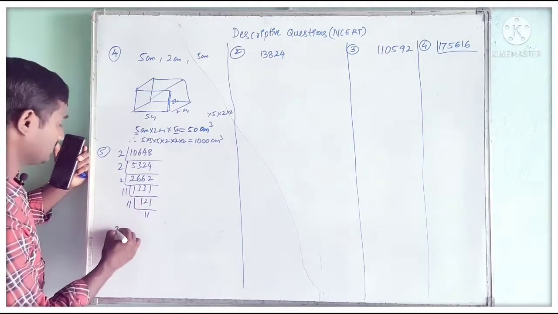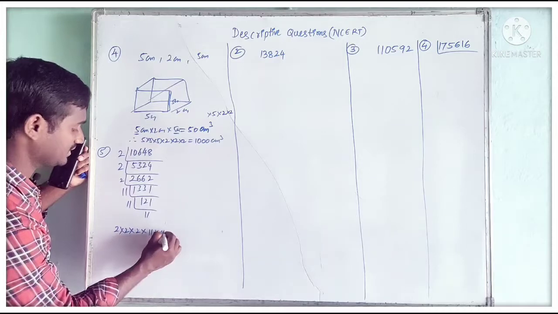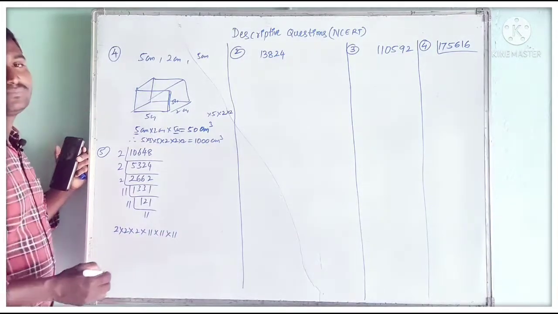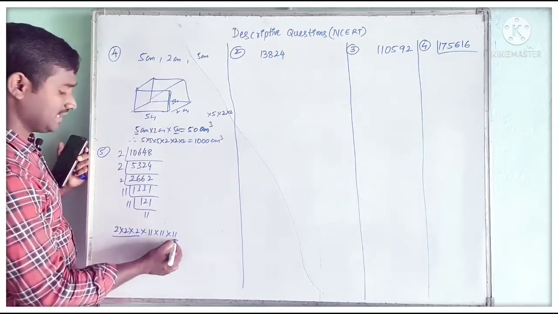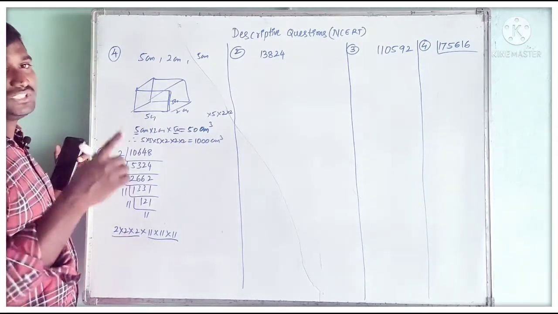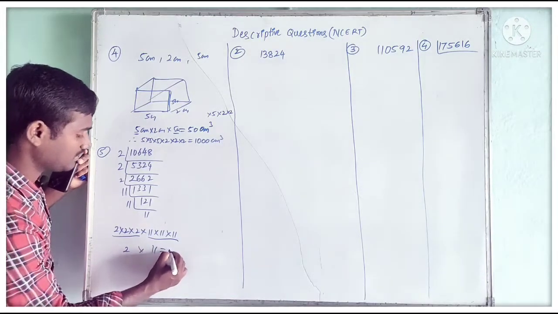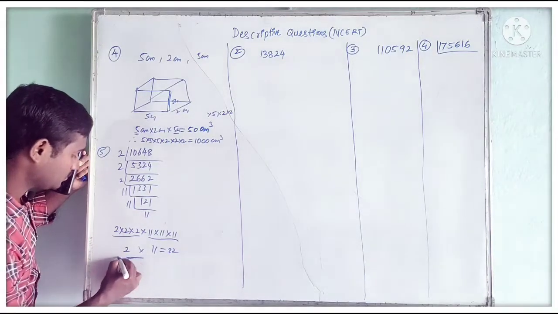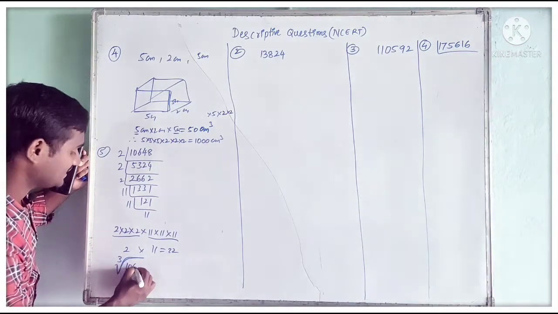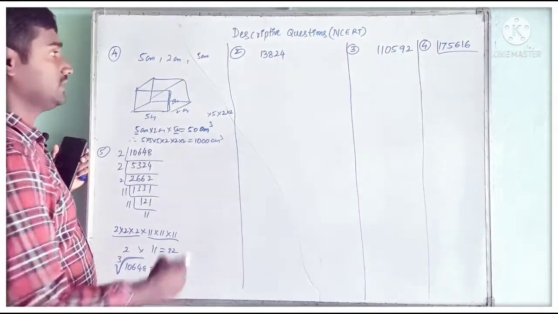So do the prime factorization here. Prime factors: 11 into 11 into 11. So in a perfect cube, every three similar numbers we have to make as one group. From every one group we need to take one number. So 2 into 11, 2 into 11 is 22. So therefore cube root of 10,648 is equal to 22. Okay. Next number.